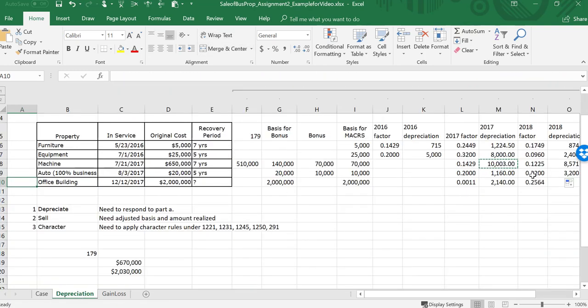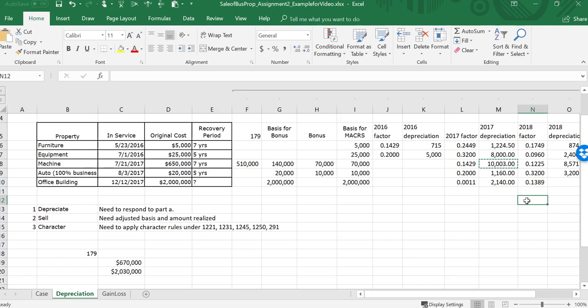Okay, so if we took it out of service in July, then we'd get a full month for January, February, March, April, May, and June. So that's 6. We get half a month for July, divided by 12. There is our prorated depreciation factor.